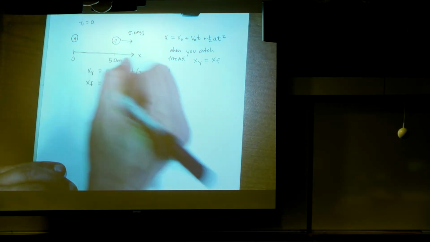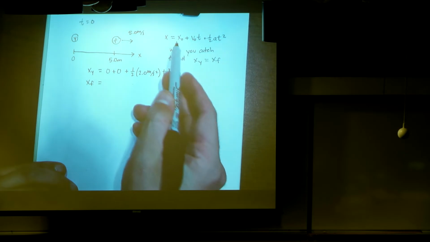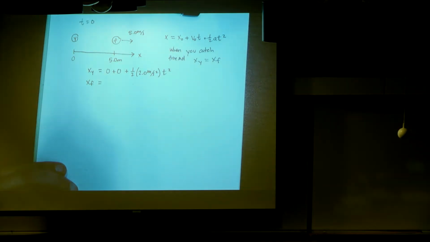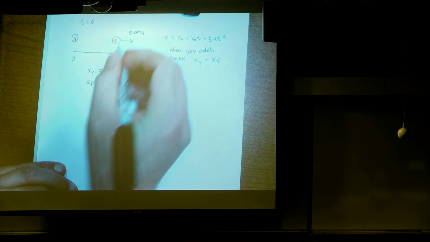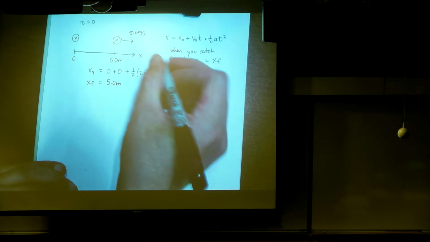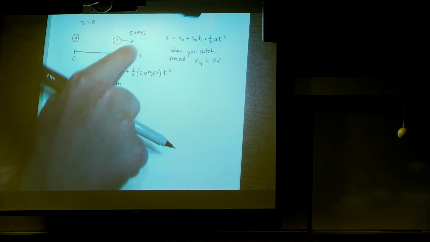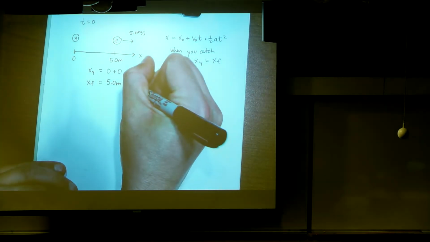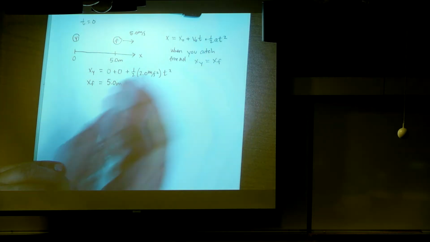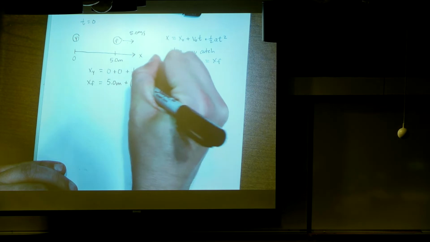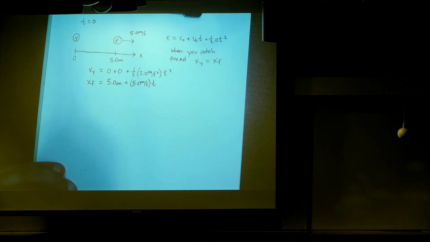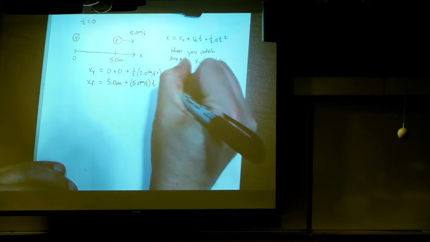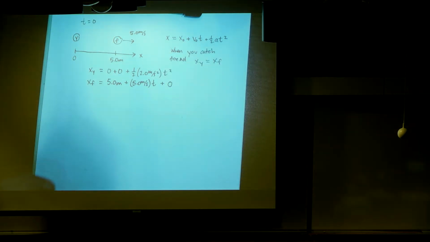For your friend's motion, what should I do? What's x naught for your friend's motion? Yeah, your friend starts off 5 meters ahead, so there it is. And then, of course, there's a starting velocity. It's 5 meters per second, right? So that's v naught right there. And that multiplies t, but your friend is not accelerating. So that last term is 0, okay?